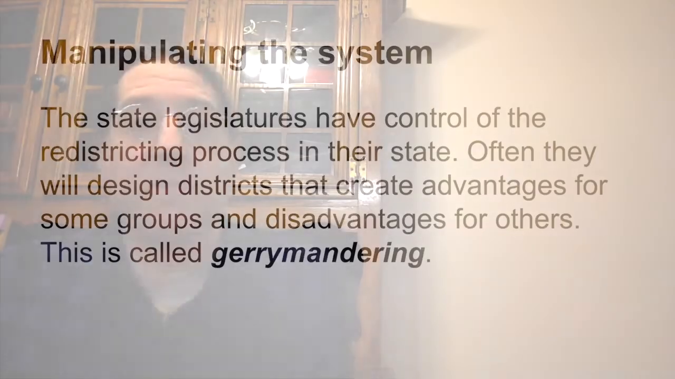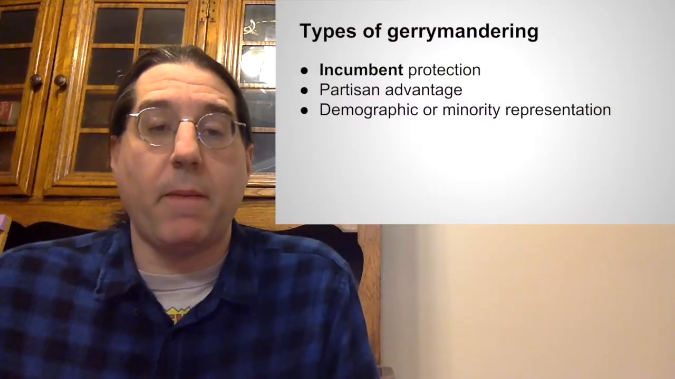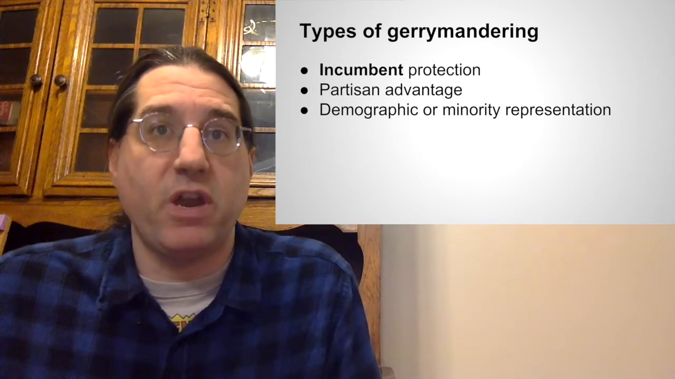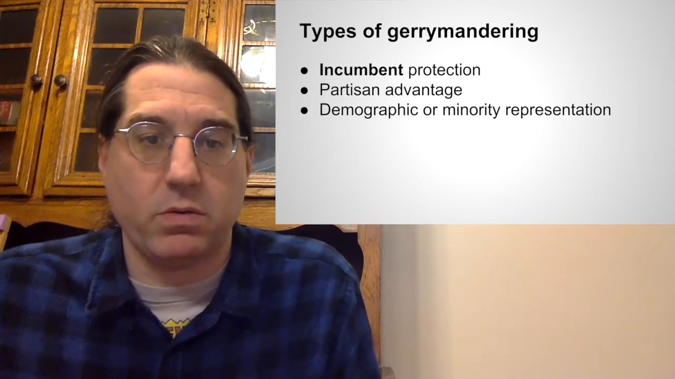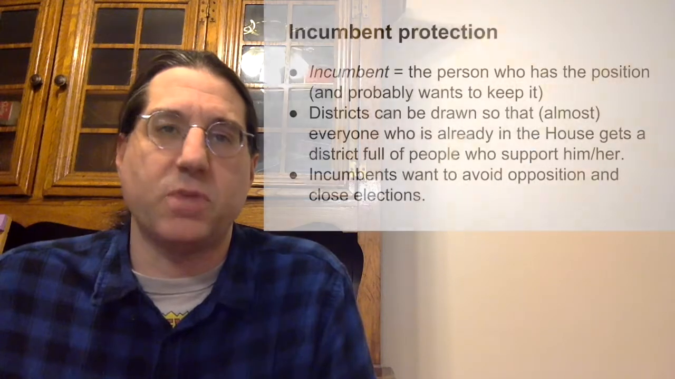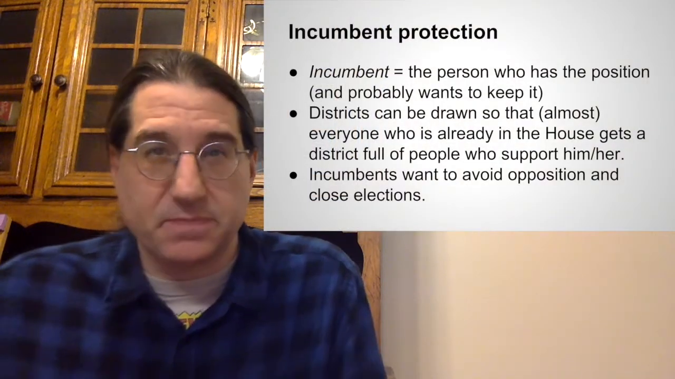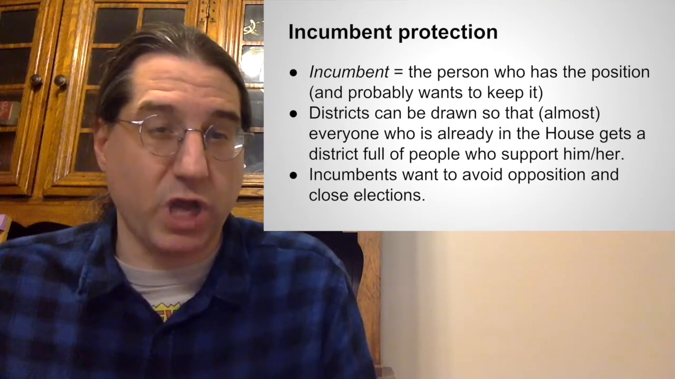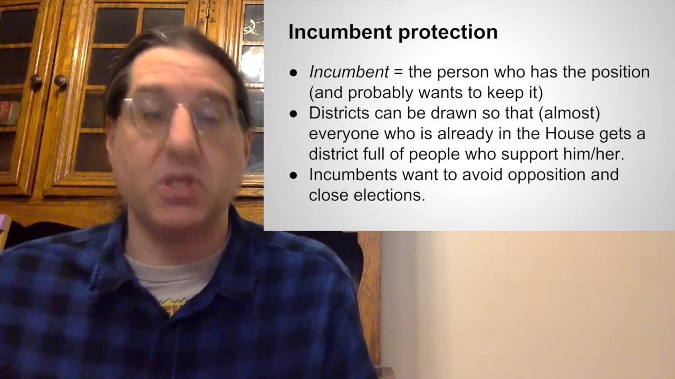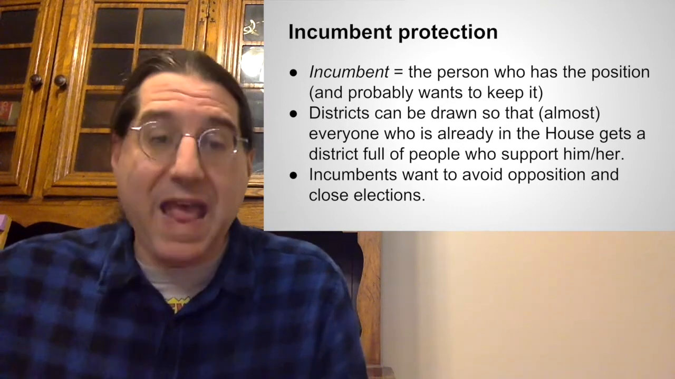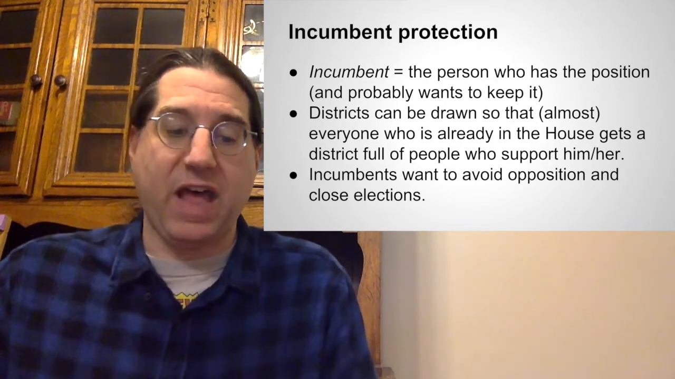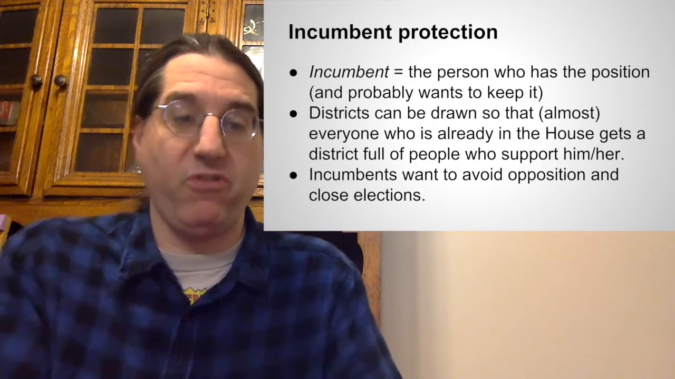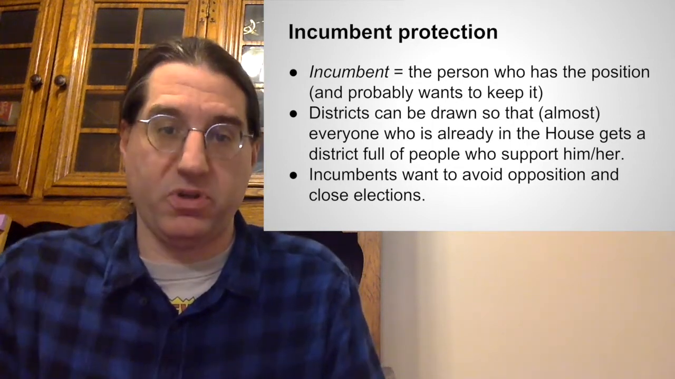Now, there are different types of gerrymandering. There's incumbent protection, there's partisan advantage, there's demographic representation. So let's talk about each of these. Incumbent protection, we talked about incumbents. They're the people who have the jobs and presumably want to keep the jobs. So you can draw the map so that your district has more of the voters that like you and fewer of the voters that don't.